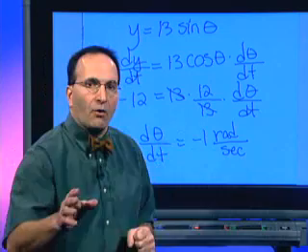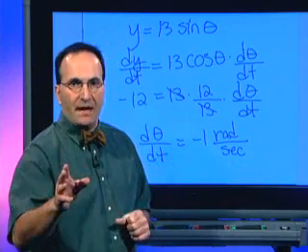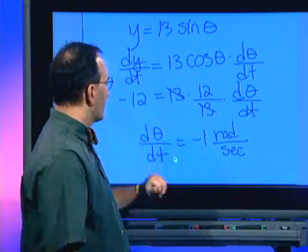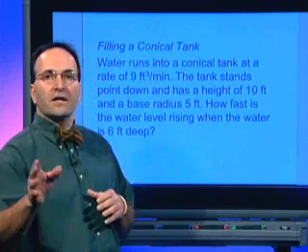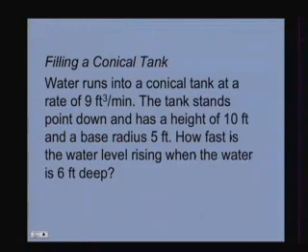Okay, now let's take a look at another example. Filling a conical tank. Water runs into a conical tank at the rate of 9 cubic feet per minute. The tank stands point down and has a height of 10 feet and a base radius of 5 feet. How fast is the water level rising when the water is 6 feet deep?